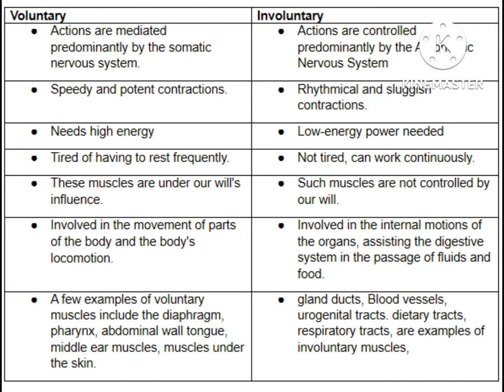Voluntary actions are involved in the movement of parts of the body, in its locomotion, and involuntary actions are involved in the motion of organs, the passage of fluids and food. A few examples of voluntary actions are diaphragm, pharynx, abdominal wall, tongue, middle ear. Examples of involuntary action are gland ducts, blood vessels, etc.